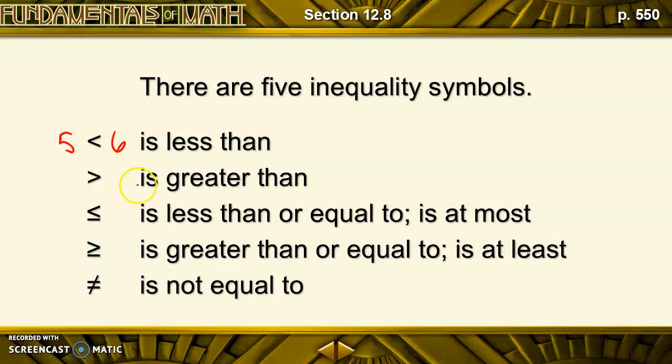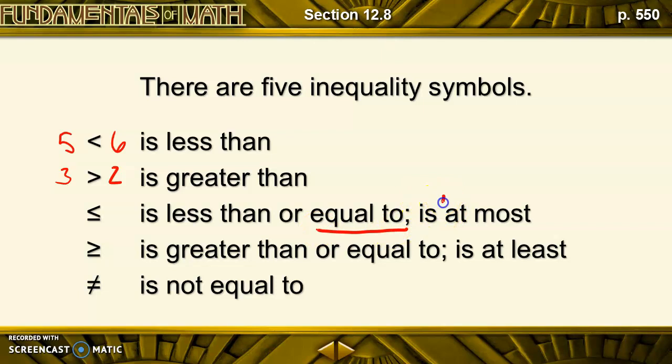You could also use this symbol, is greater than, by flipping it the other way around. 3 is greater than 2. Baby bird would rather have 3 worms than 2 worms. And this would be left to right: 3 is greater than 2. Then we have 2 special symbols that have the option to be equal to. So this is just like the less than symbol, but it has the option to be equal to.